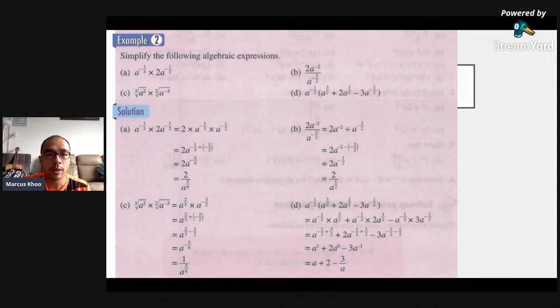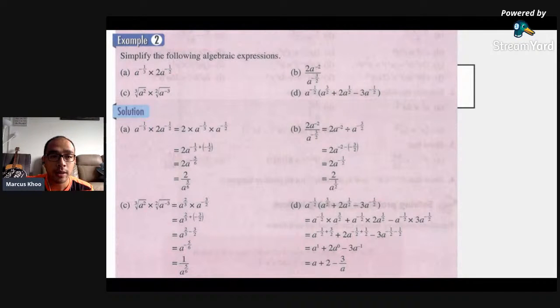All right, I'm going to do one more example and then I'm going to leave you to do your work. So now, all these examples are there for a different reason. Okay, and the reason why I chose this. Okay, so first of all is this: a to the power of negative 1 over 3 times 2a to the power of negative half. Okay, now notice that they separate out the number and also this one together. And then this one, what happens is dia letak satu ini.